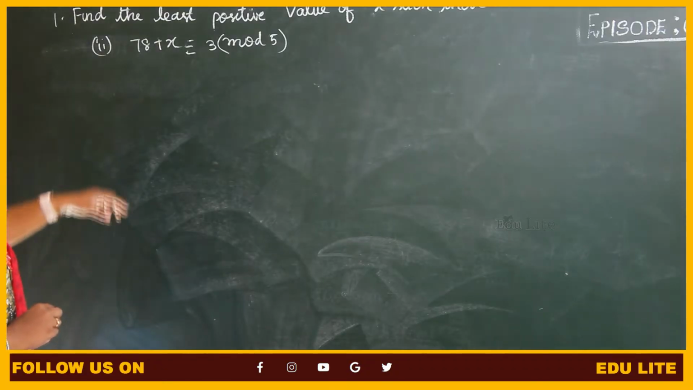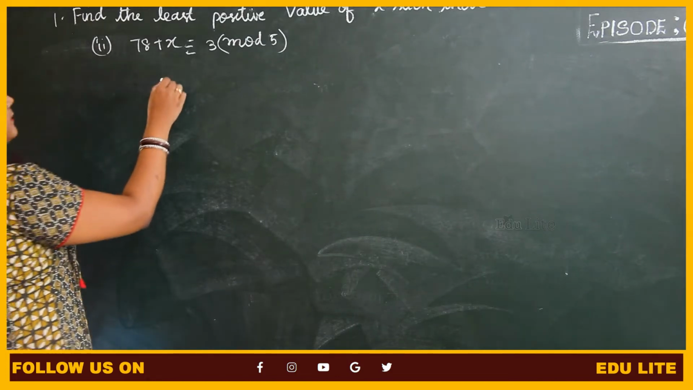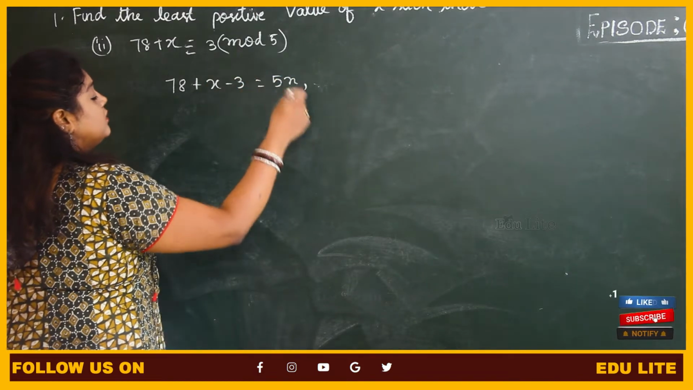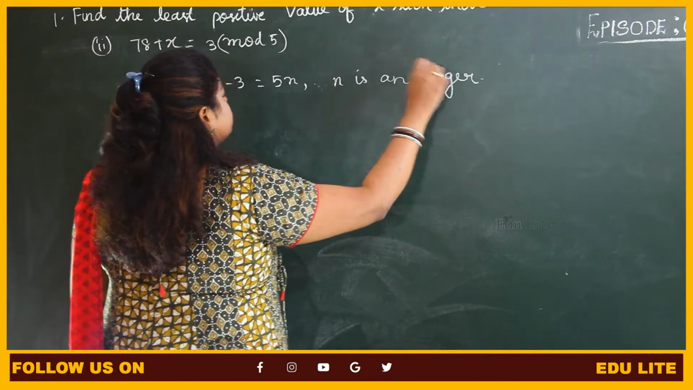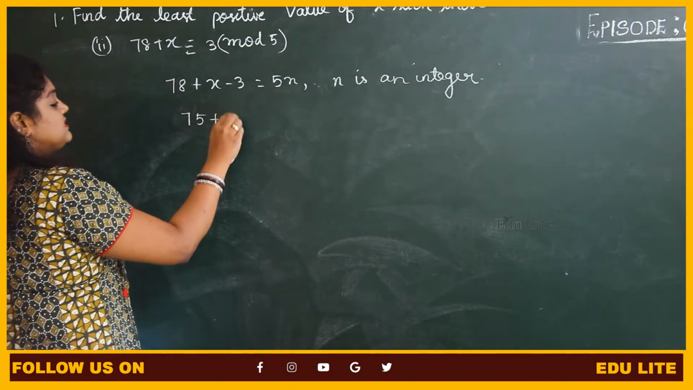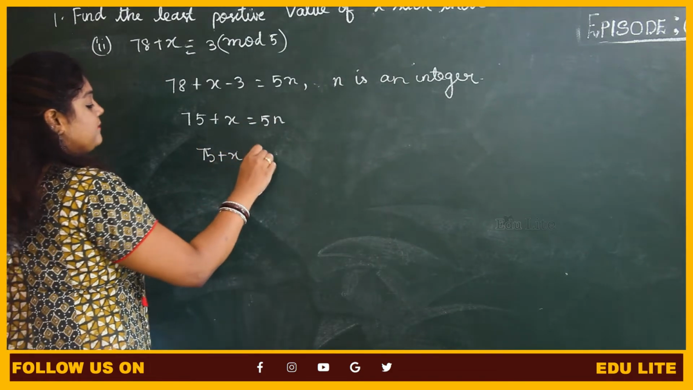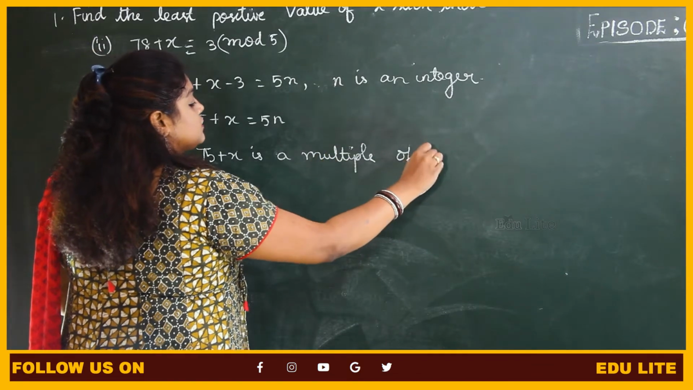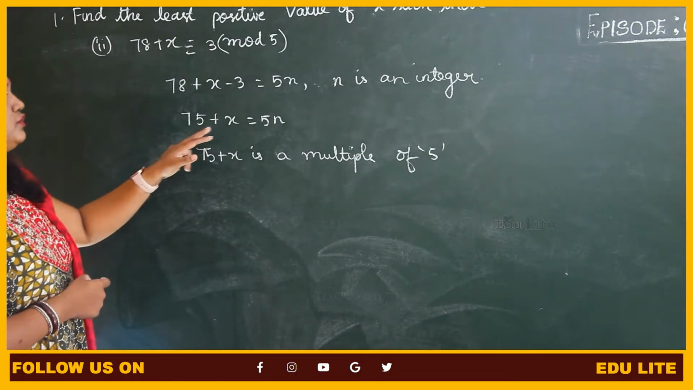And the second subdivision is 78 plus x is congruent to 3 mod 5. We can write this in the format 78 plus x minus 3 equals 5 into n, where n is an integer. After simplifying this, we get 78 minus 3 is 75, plus x equals 5n. What does this mean? 75 plus x is a multiple of 5. So we have to choose the value of x in such a way that after adding x to 75, it is a multiple of 5.